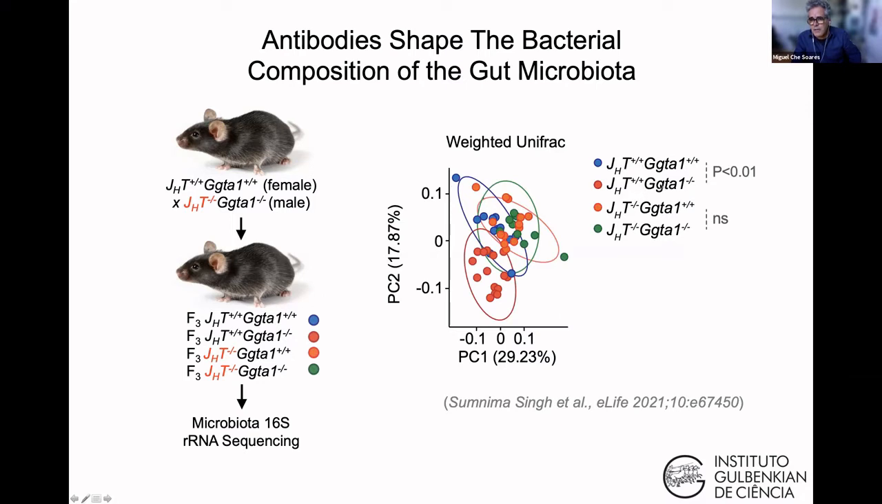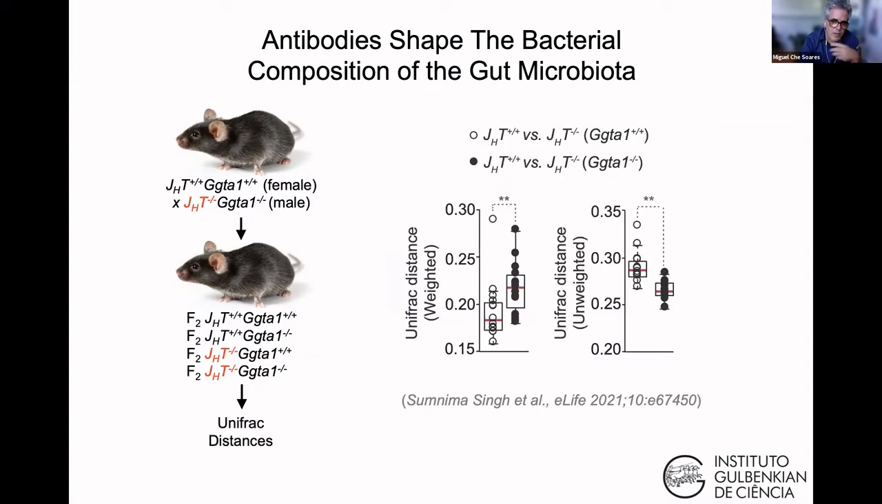Now, interestingly, if we go on weighted UniFrac, this difference is only significant if you have B cells. That means that losing alpha-gal shapes the microbiota via a process that requires B cells, and it disappears if you don't have B cells, even if you're changing this genotype. So to us this is part of the proof that when you lose alpha-gal, you're shaping the microbiota via a mechanism that is dependent on B cells.